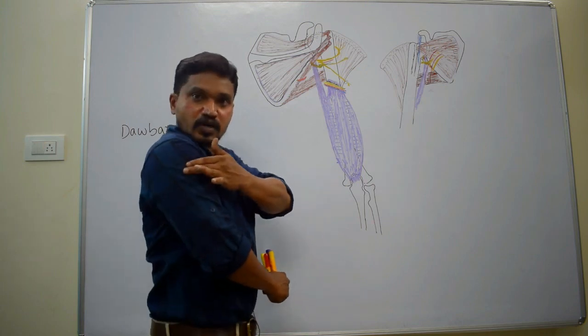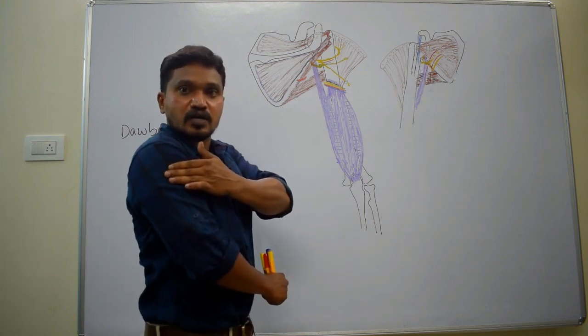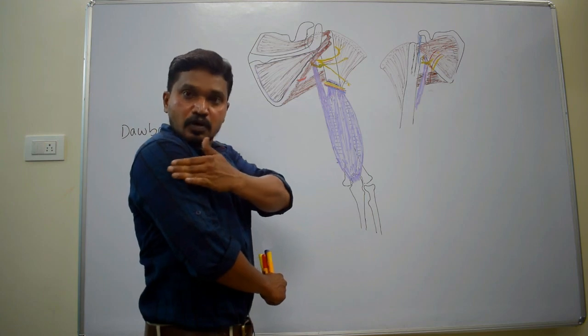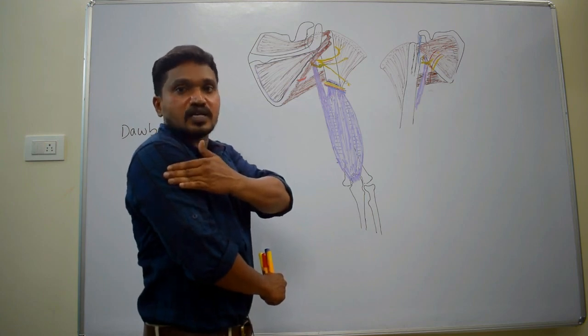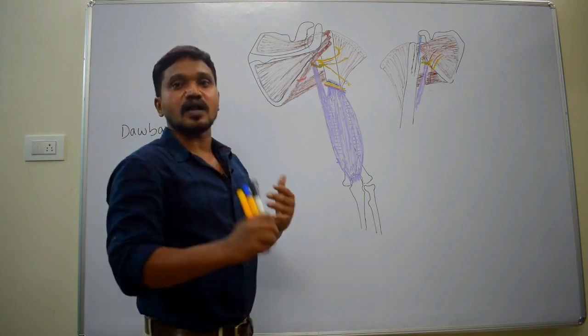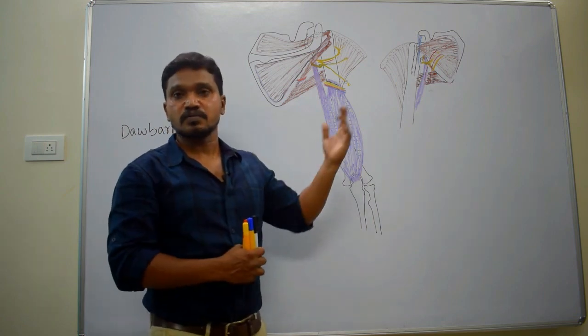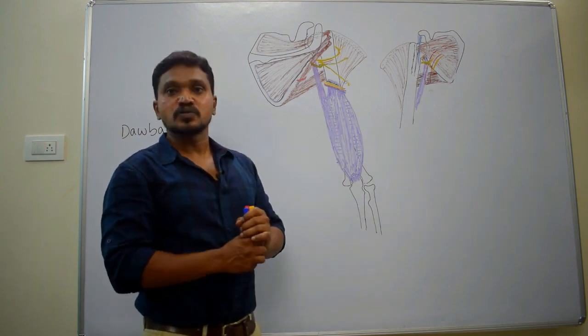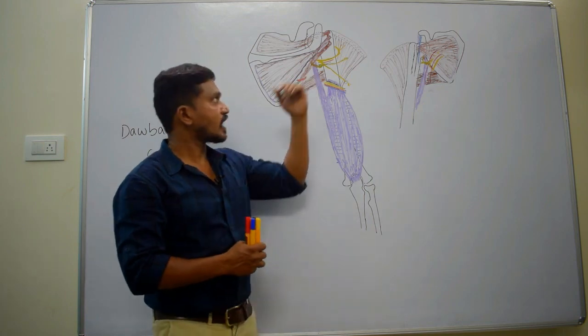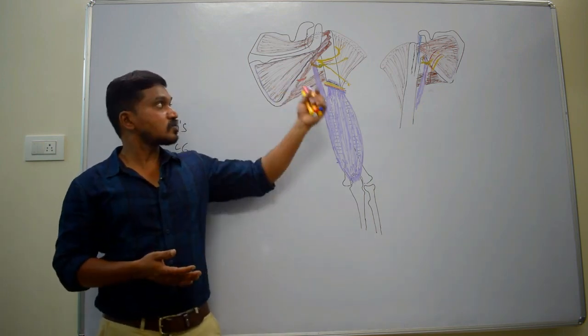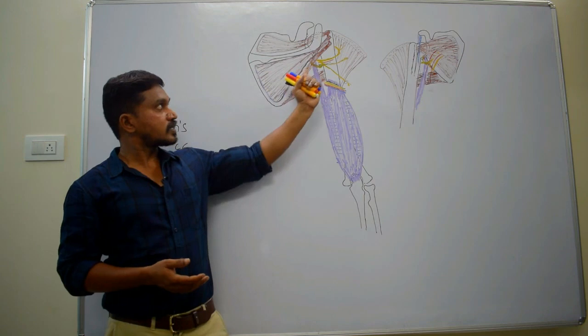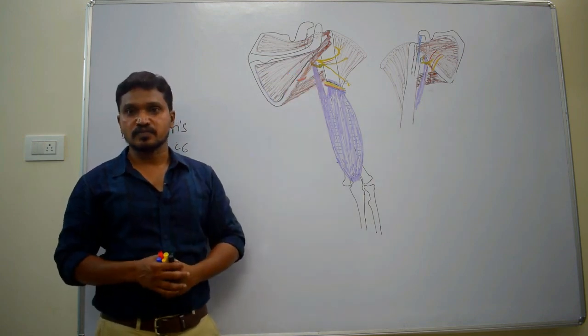Actually, this area is what we call the regimental badge area. Usually army people keep a badge over here. That badge is what we call the regimental badge. Over that area, there is loss of sensation. Along with that, there will be paralysis of the teres minor also. So these are the clinical features when the axillary nerve is injured. So this is about the muscles of the scapular region, intermuscular spaces, and the axillary nerve. That's it for this session.